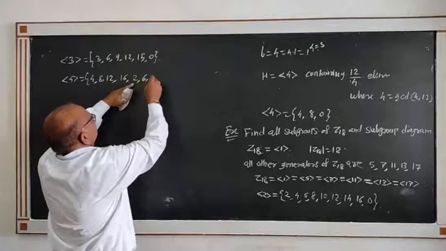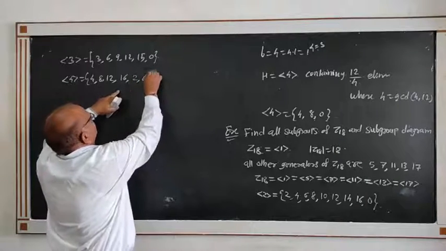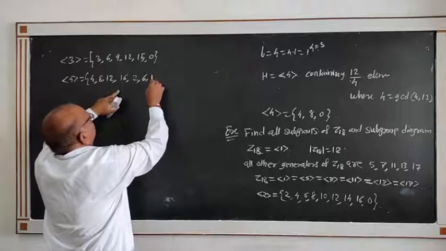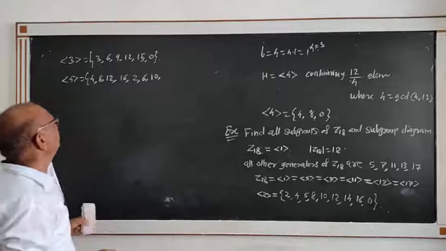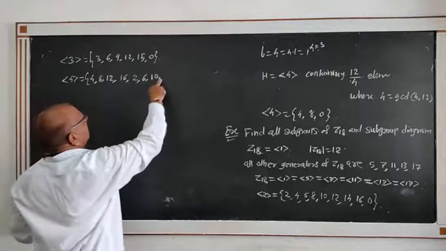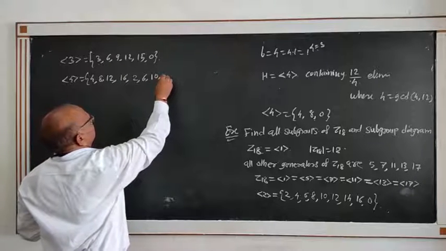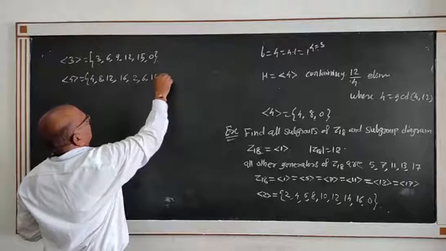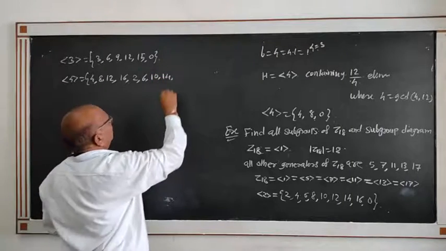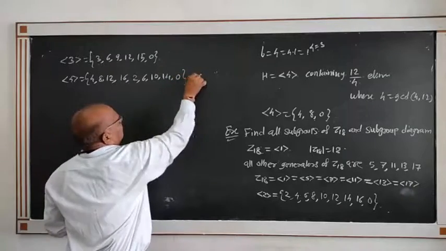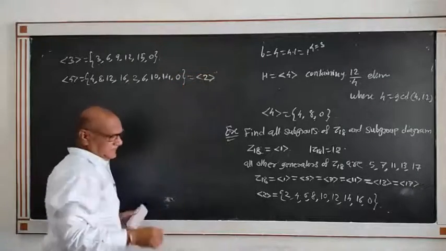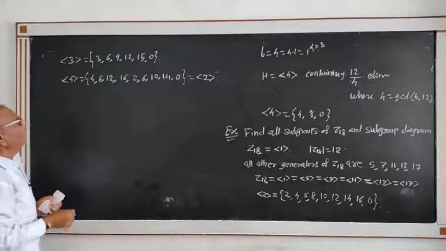Then 6, 10, okay, 6, 10, and then that means this is generated by 2 again.